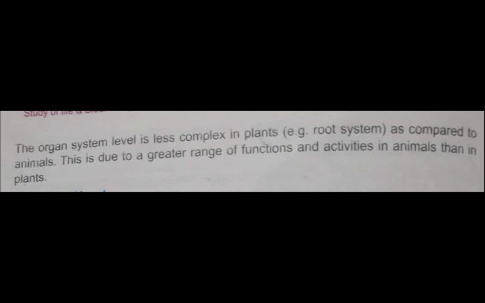So students, now the organ and organ system level is cleared. The organ system level is less complex in plants. हम अगर plant body को observe करें ना, then we just see the leaves, stem of the plants. There is no specific organ in the plant body. उसमें organ system जो है वो बहुत कम है as compared to animals. This is due to a greater range of functions and activities in animals than in plants. Animals में activities जो हैं वो बहुत ज़्यादा है as compared to plants. So that's why the organ system level is less complex in plants.